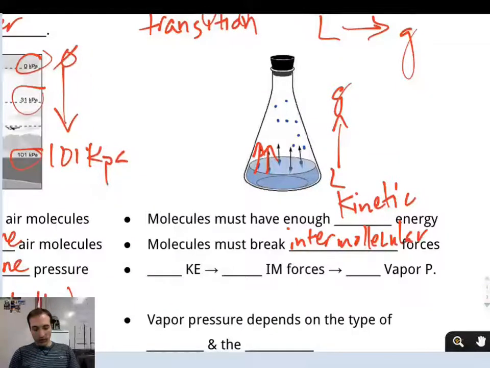Another way of saying that is intermolecular attraction. They're attracted to each other. Attraction. Sorry, didn't really fit there. But that word's attraction. Okay? So they have to break free of those attractions or those forces.